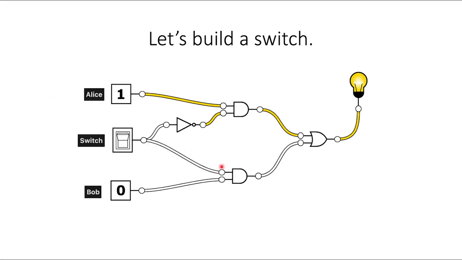Similarly, I can do the same thing for Bob's gates, but I want to do the opposite of what's happening for Alice's gate because I only want to hear one of them speak at a time. So now I just take the switch wire and I direct it directly into Bob's AND gate.